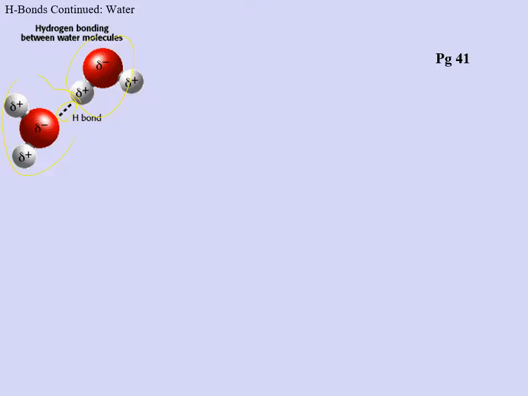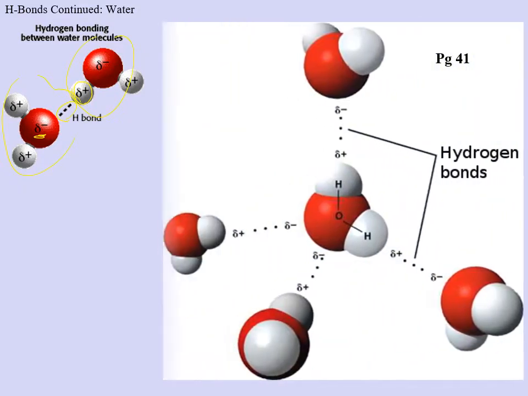And why is that there? Because there's a slightly negative charge on this oxygen, and there's a slightly positive charge on this hydrogen. And so they're somewhat attracted to each other. But again, this bond is relatively weak. If you're talking about liquid water, that can break pretty easily.